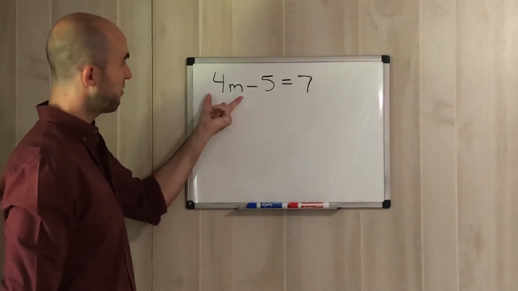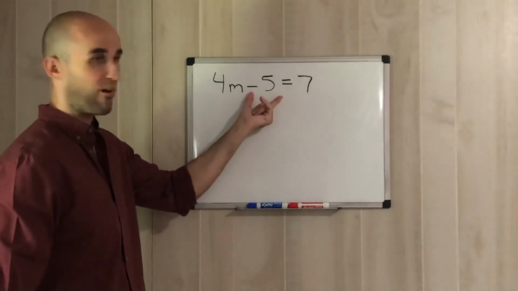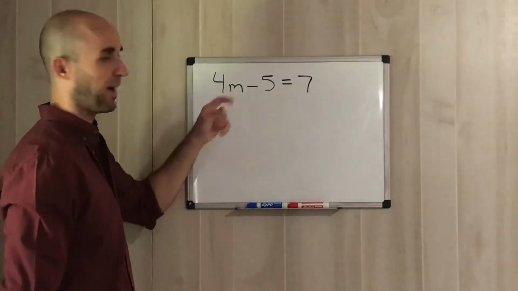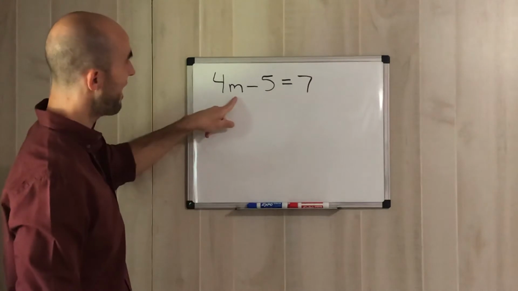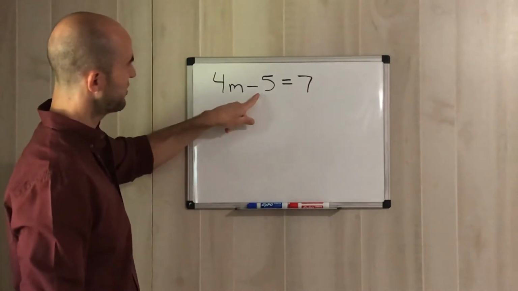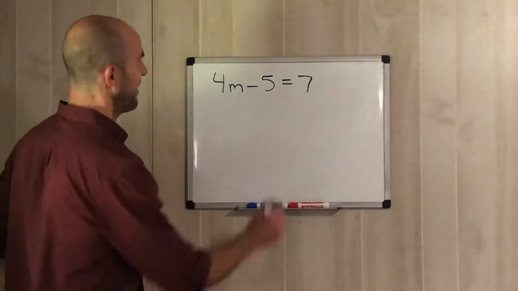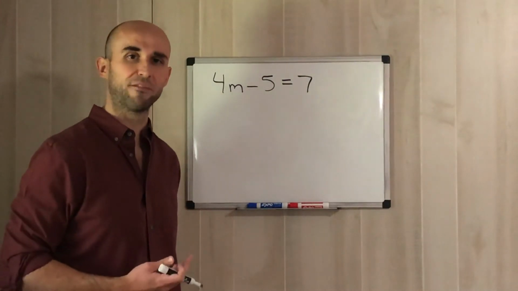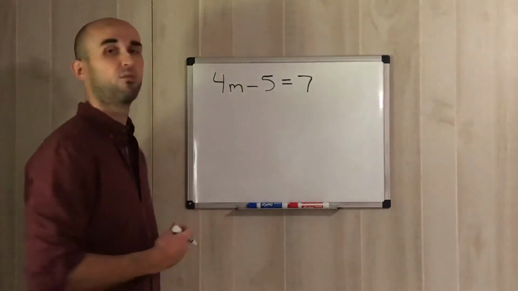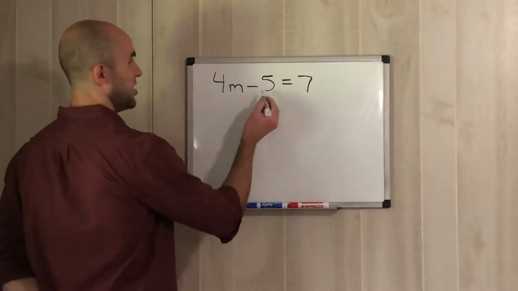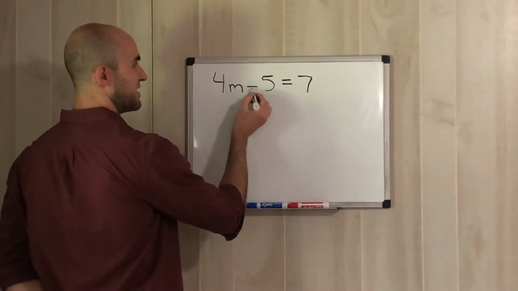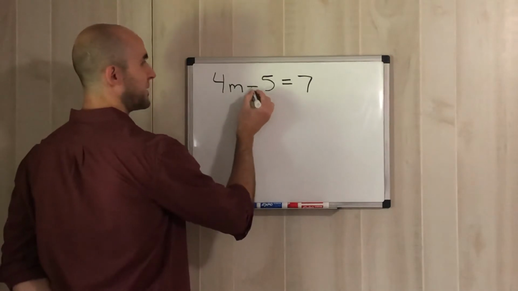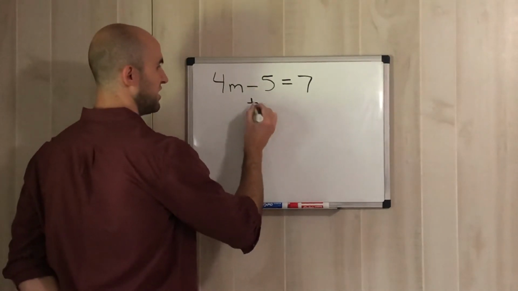We have the 4 that we want to get rid of, and we have the minus 5 that we want to get rid of, just to get m by itself. Again, anything with the variable, save for last. So the first thing we'll get rid of is that 5, and be careful. Again, whenever you want to move something to the opposite side and do the inverse, you want to do the opposite operation. So the 5, since it's minus 5, the opposite of subtraction is addition.